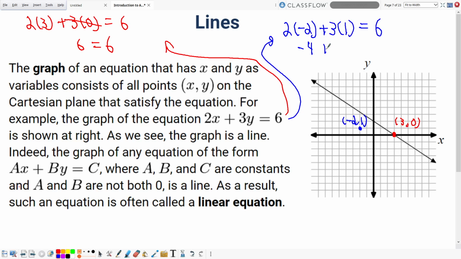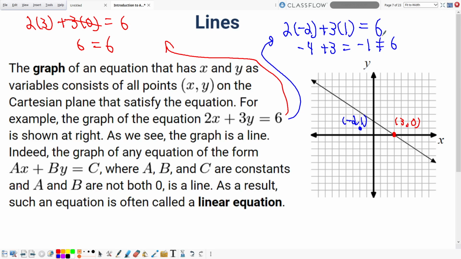And 3 times 1 is just 3. Which is equal to, well, -4 plus 3 is -1. Which is definitely not equal to 6. So it means the result doesn't make sense. -4 plus 3 is not equal to 6, so that point -2, 1 does not work for our equation, and that's why it's not on the line that we drew. And we'll dive more into this in a second.